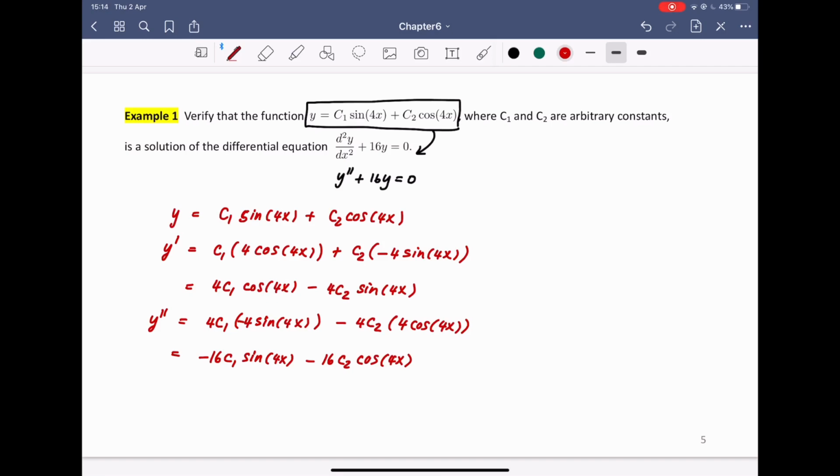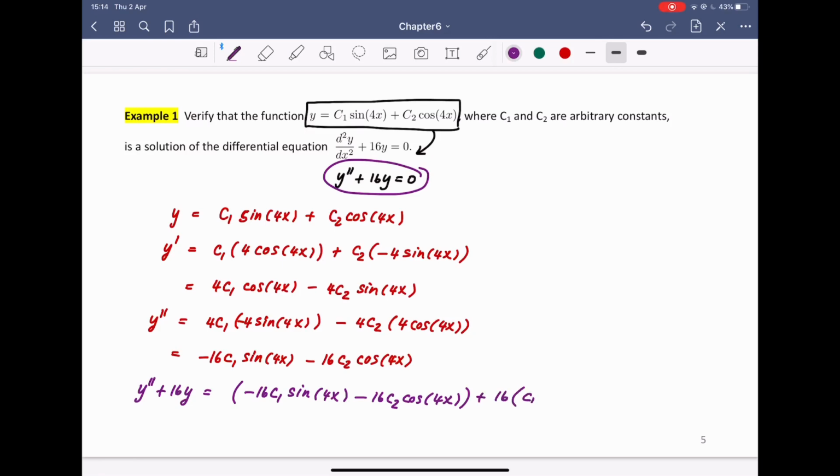And then after that, let's check if it fits into the differential equation here. So y double prime plus 16y equal to negative 16 c1 sine 4x minus 16 c2 cosine 4x, plus 16 times c1 sine 4x, and then plus c2 cosine 4x. Well, and then you can group things.